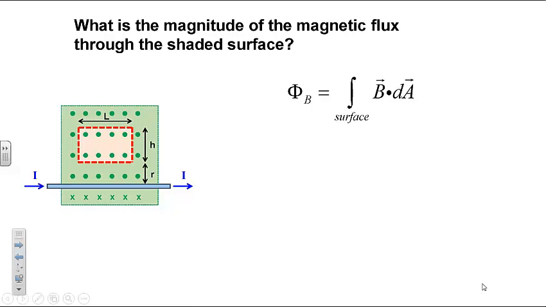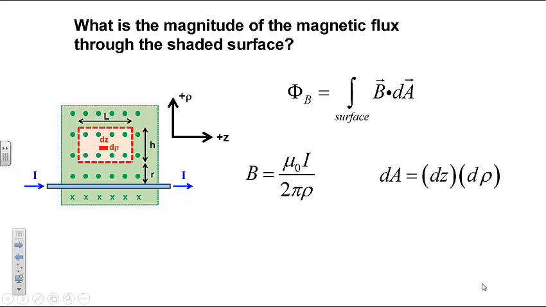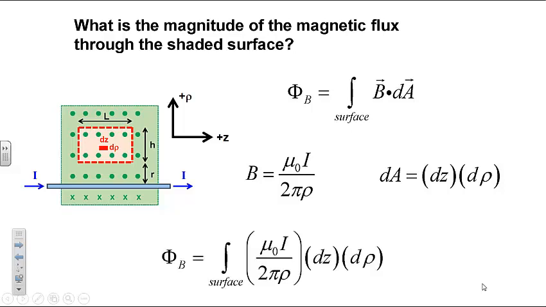Since we are calculating the magnitude of the flux, we can ignore the vector nature of the magnetic field and the infinitesimal area. We have already determined an equation for the magnetic field of an infinitely long current-carrying wire. For the infinitesimal area, let's use a rectangle with sides equal to dz and dρ. Putting everything together gives us the following equation.